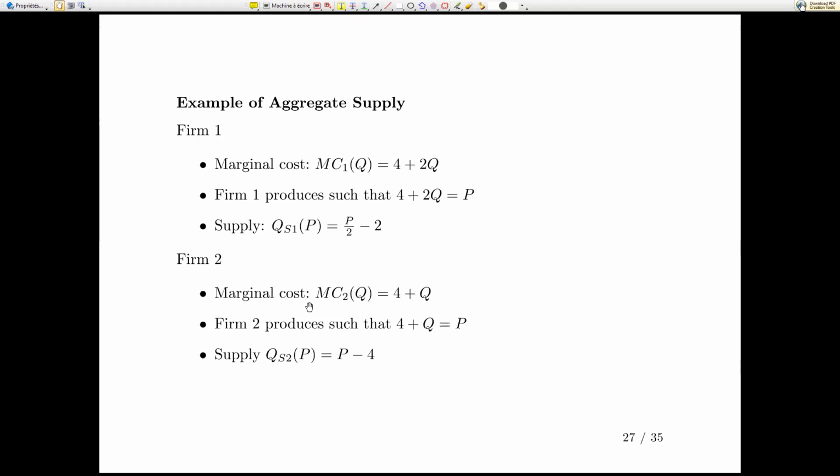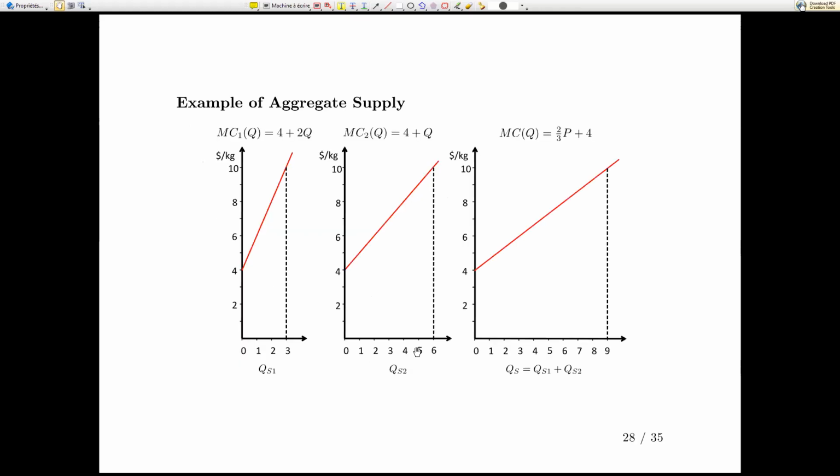So the marginal cost curve is this, for instance, 4 plus Q. And the supply curve is the inverse of this function there. So you get 4P minus 4. And here I've made our lives easier because the marginal cost starts at 4. So when you aggregate both of them, they both start at 4.